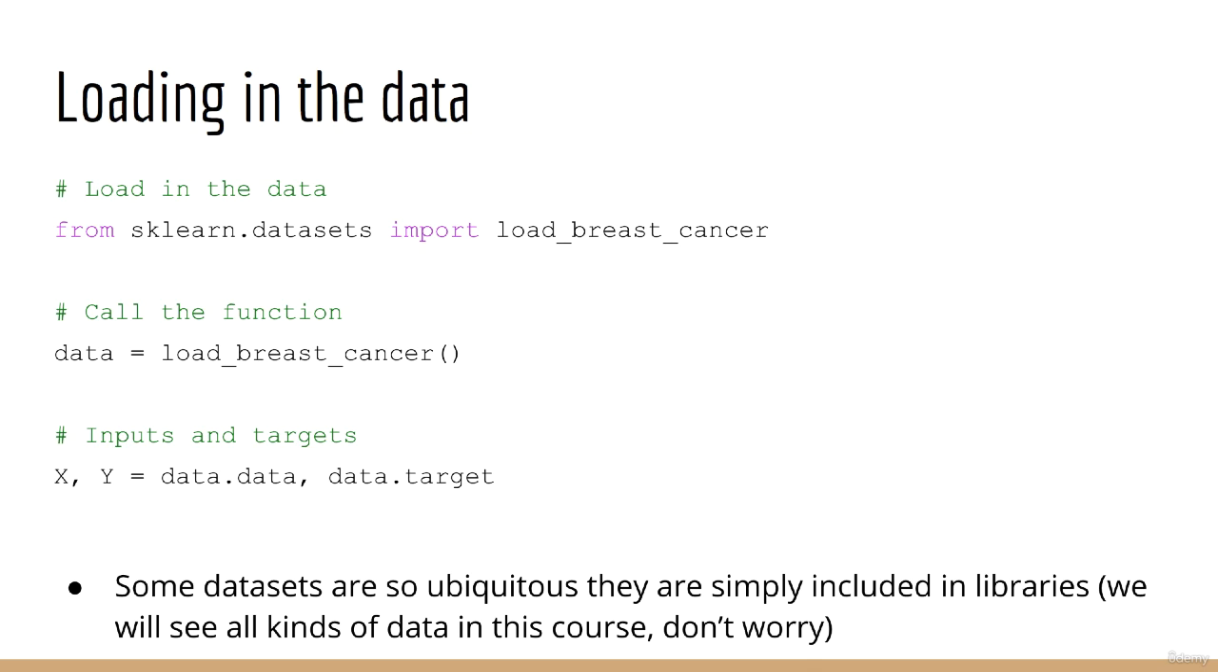Loading in data from scikit-learn is super easy. We just call the function load_breast_cancer, which returns a data object. This data contains the x's and y's, so we'll need to access them using the object's attributes. In particular, the inputs can be accessed using the data attribute, and the targets can be accessed using the target attribute.